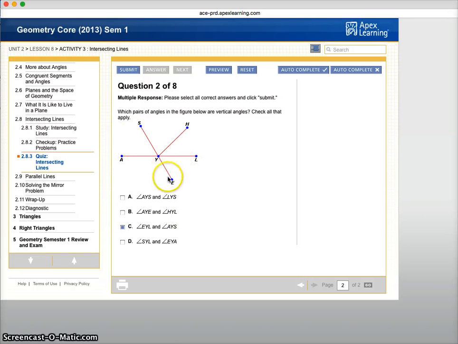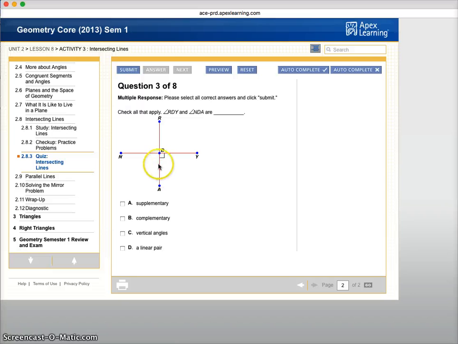SYL and EYA. You're just going to look at these two. You've got this angle, and directly across from it, this angle. They're congruent. They share a vertex. They are going to work. And they're mirror images of each other is what I meant to say.